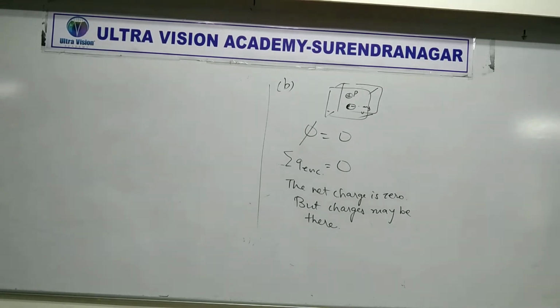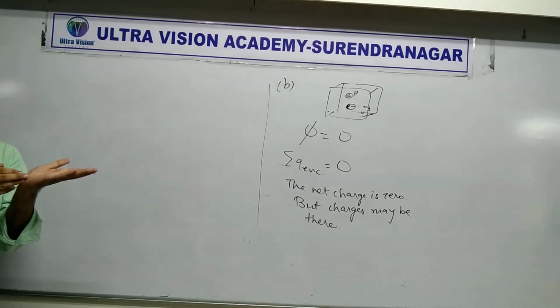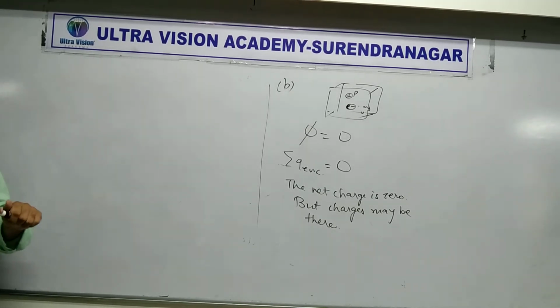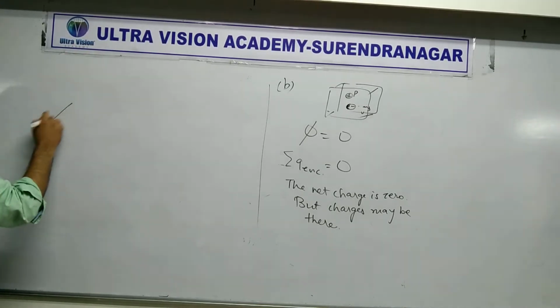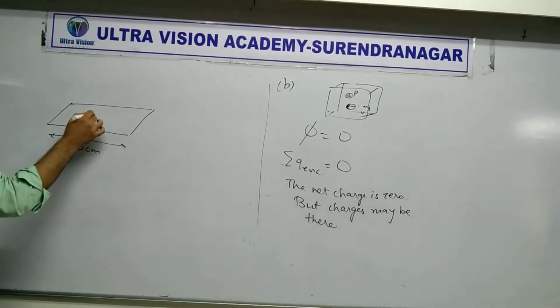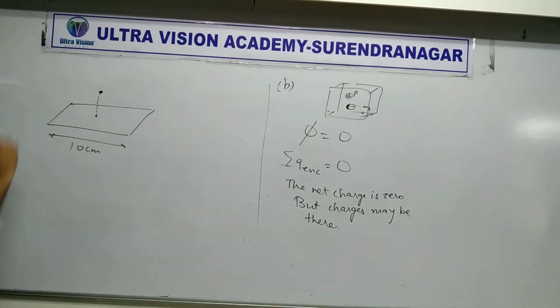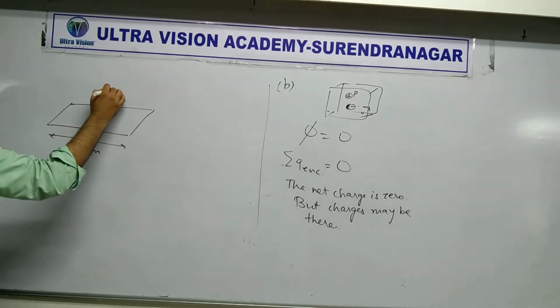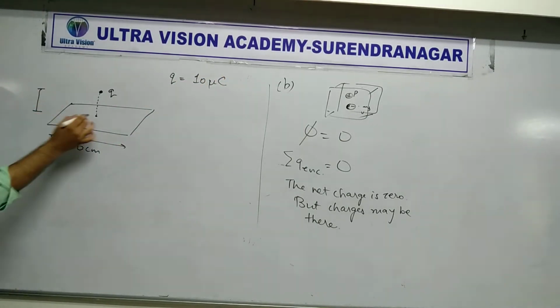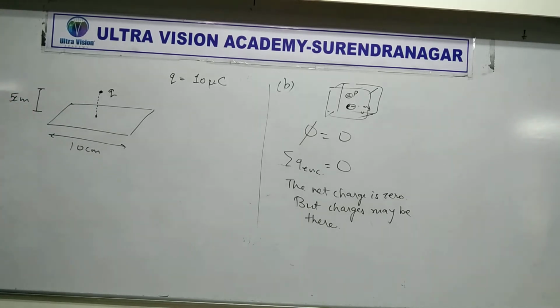So, I think it would be even better if you imagine what is given. There is a square. Can you imagine that? If you can't, take a notebook and try to see what's going on. So let's say here is that square. Square has side 10 cm. Above the center, over here, we have a charge. How much charge? Q equal to 10 micro. And what's the distance of that charge from this point? Now, what do we have to find? Magnitude of electric flux through the square.